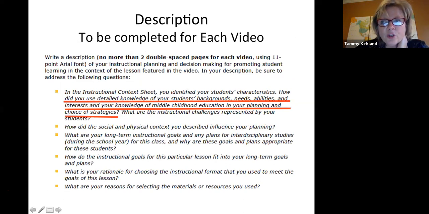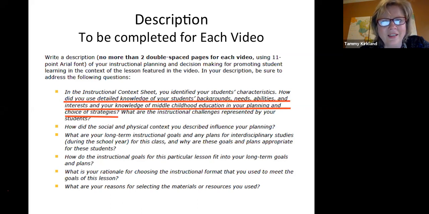Here, your description leads you back to your instructional context sheet, where you identified your students' needs. It said, how did you use the detailed knowledge of students and interest in your planning and your choice of strategies, and what instructional choices did you have? And here, how did the social and physical context you describe influence your planning? So that might mean social development of your students, physical context too.